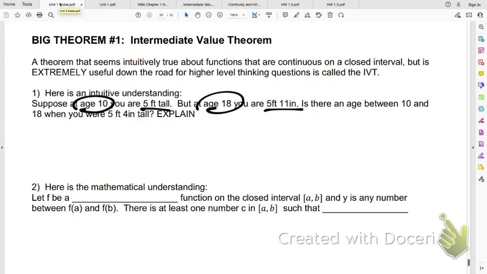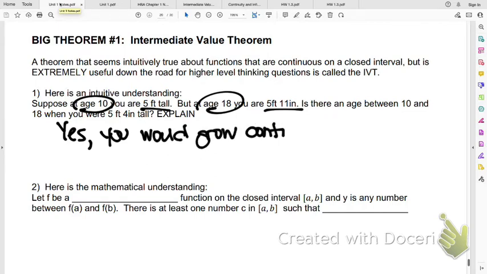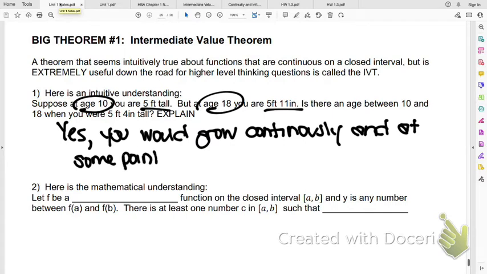Okay? So logically speaking, we would say yes. You would grow continuously, and at some point be 5 feet 4 inches, right? This logically makes sense to us.